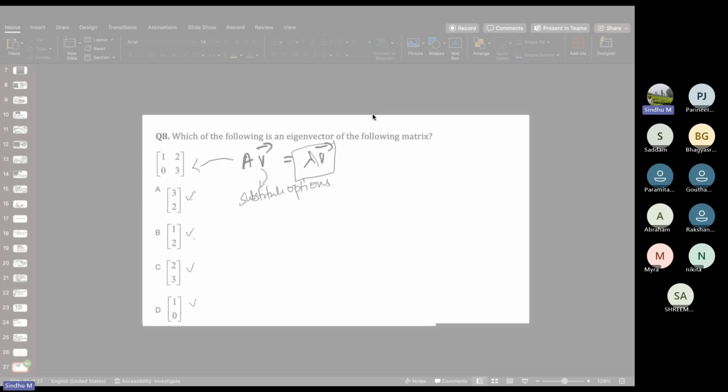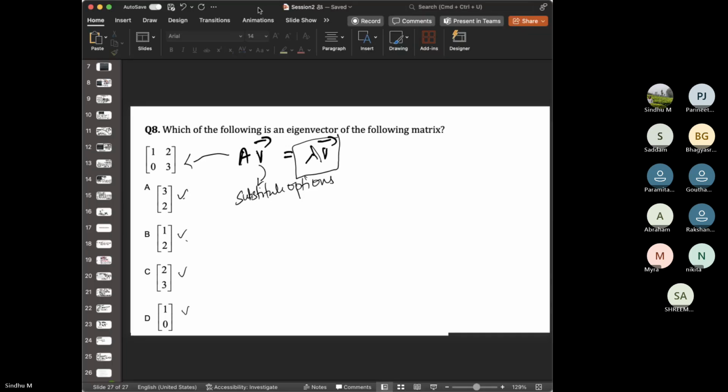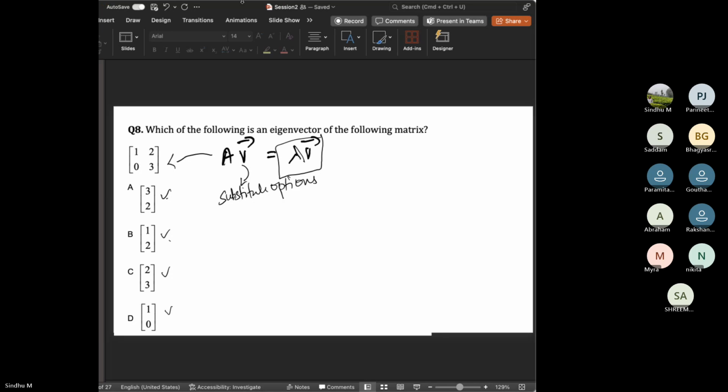Has anyone got the answer for this? Or do you need maybe a couple more minutes to solve it? Okay, I'll wait for another minute, then I'll discuss the solution.